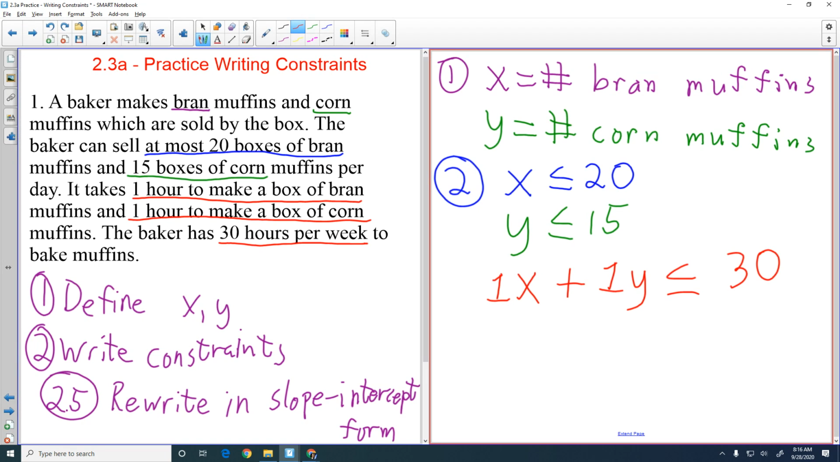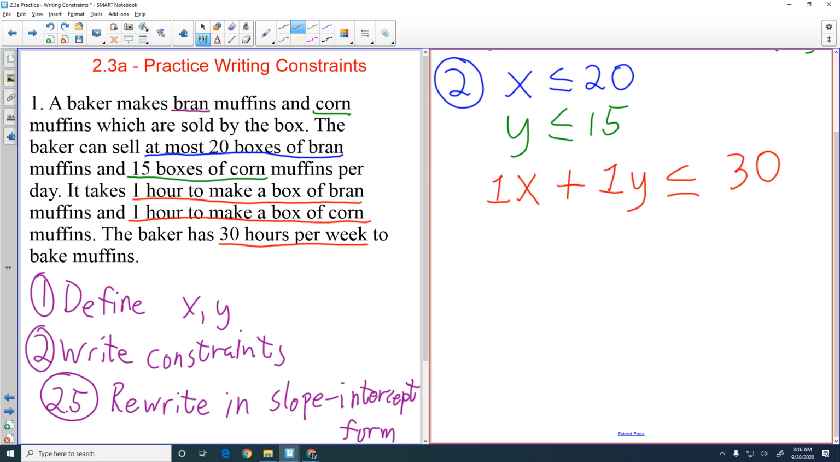Then the last part I want you to do is to rewrite these in slope-intercept form. Now, when you have just a single variable, just the X or just the Y, remember those are just going to be like vertical or horizontal lines, so you don't need to rewrite those. But this last one, we'd want to change this into slope-intercept form. And that one's pretty easy because all you do is just subtract the X and then the Y is by itself.